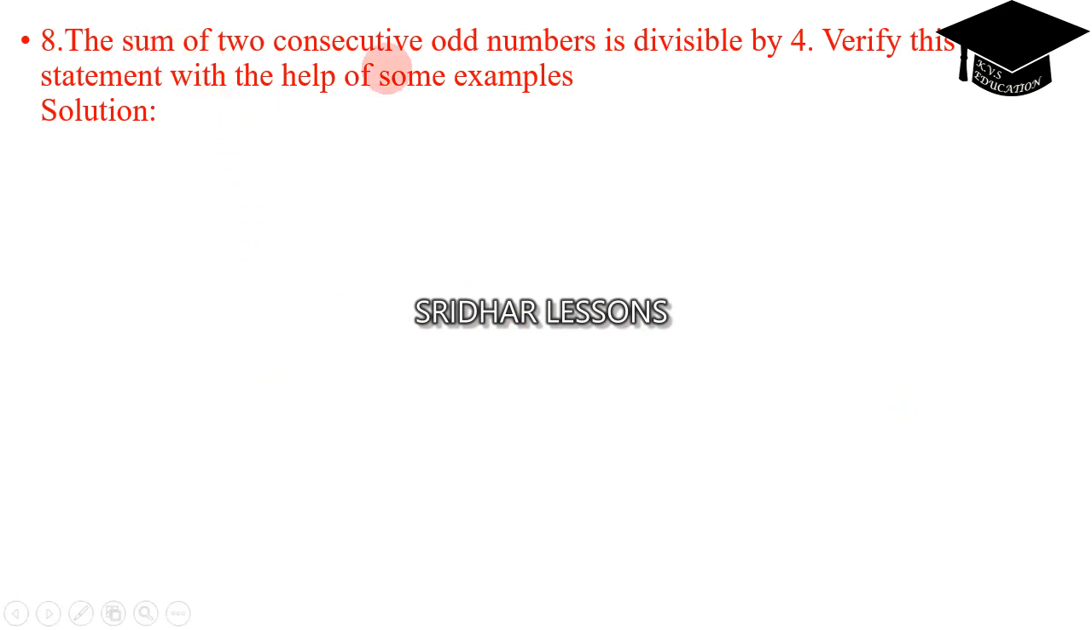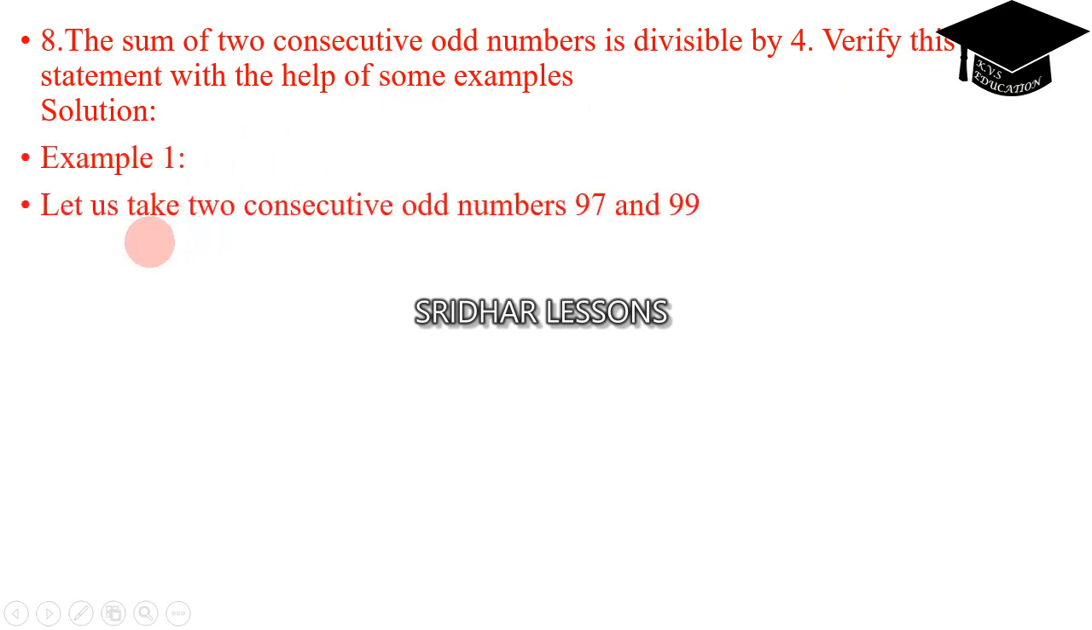Next, the sum of two consecutive odd numbers is divisible by 4. Verify this statement with the help of some examples. Example 1. Let us take two consecutive odd numbers 97 and 99.